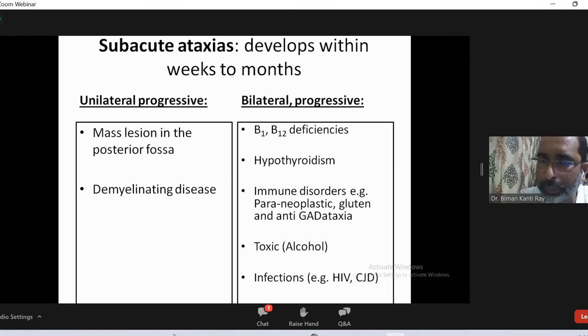If a patient presents with subacute progressive ataxia, don't forget to examine for any evidence of dementia or any focal myoclonus. So always look for myoclonus. Always look for any cognitive impairment if a patient has subacute progressive ataxia. And if the clinical situation fits, always rule out the possibility of HIV disorder.